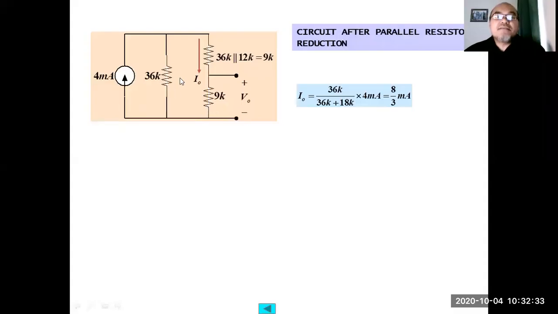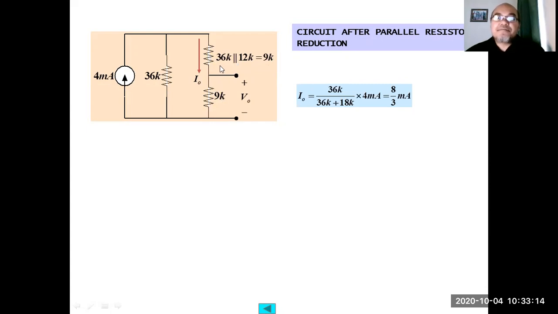Okay, so the question was like this. We have this circuit, and the question asked by the problem is V out. What is V out? In order to calculate V out, we need to calculate I out, the current that flows through this branch of resistors from this node. From the previous slide, there are two resistors in series in this branch: one is 9 kilo ohm in series with another 9 kilo ohm.